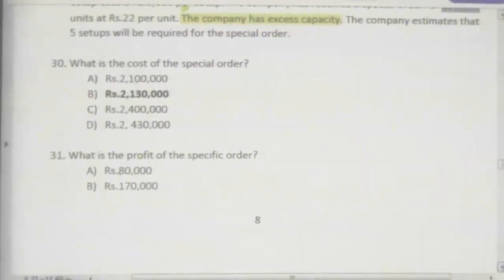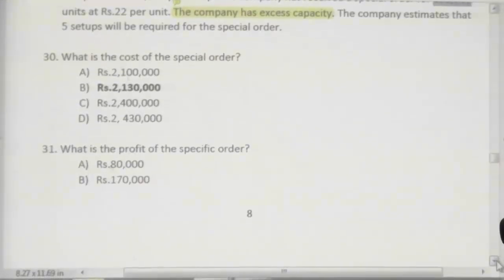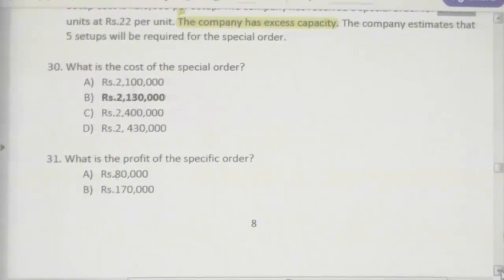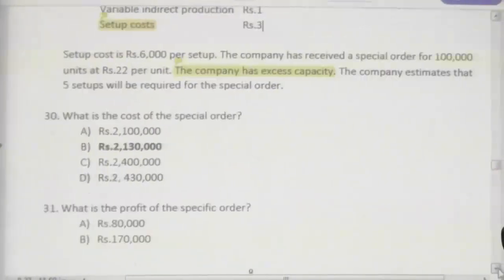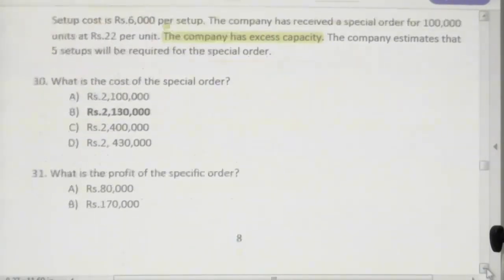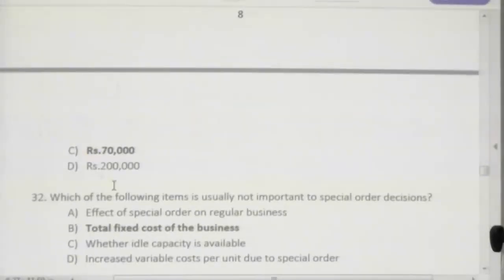Then let's move into question number 31. What is the profit of the specific order? You know your total cost will be 2.13 million. Your total revenue, they are expecting to give you 22 rupees per unit if you supply this. Therefore total revenue will be 22 into 100,000, that is 2.2 million, minus 2.13 million cost. Therefore net profit will be 70,000.